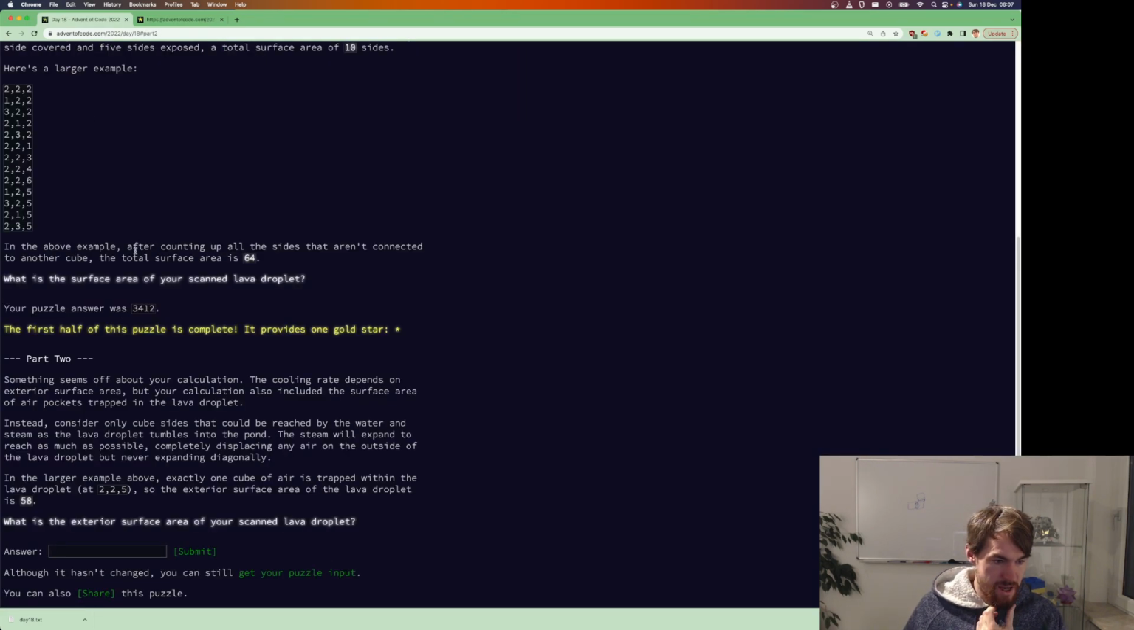That seems pretty okay. The cooling rate depends on the exterior surface area, but your calculation also includes the surface area of air pockets trapped inside the lava droplets. Consider the only cubes that could be reached by water and steam as lava droplet tumbles into the pond.